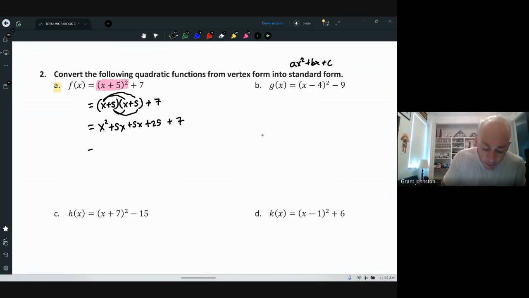So combine some like terms. I'm going to have x squared. The 5x plus the 5x would give me 10x. And then I'm going to combine the 25 and the 7 too. Those are like terms. 25 plus 7 is 32. So there you have it.